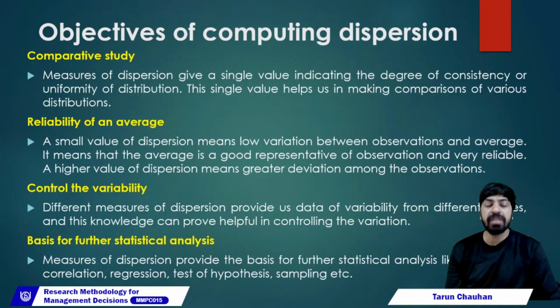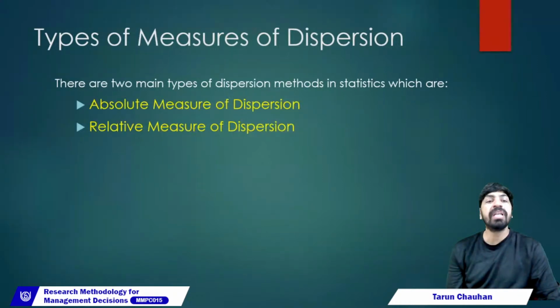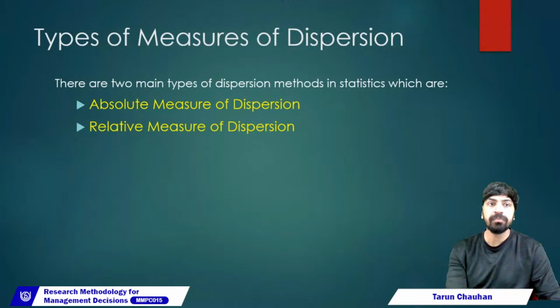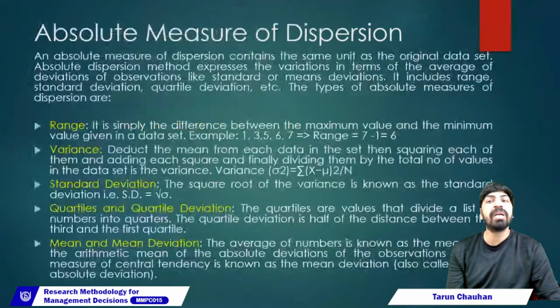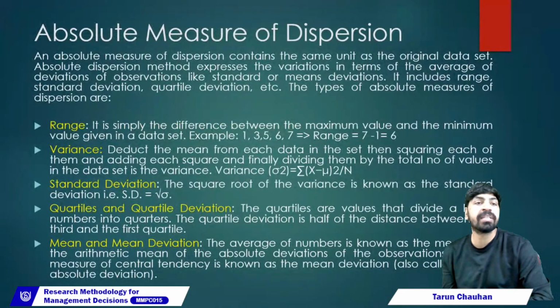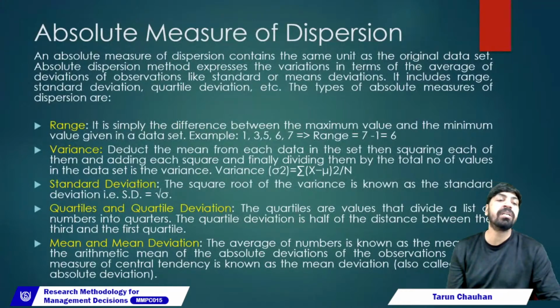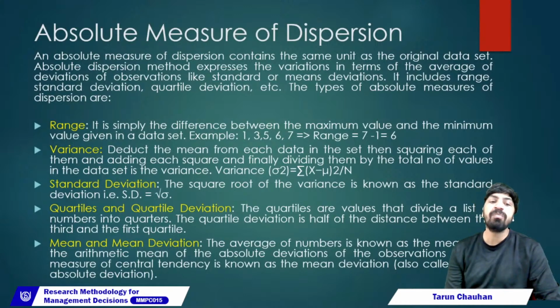Types of measures of dispersion. There are two types of dispersion: absolute measure of dispersion and relative measure of dispersion. When we talk about absolute measures of dispersion, we talk about the original data set, in the same unit as the original data set. That's called the absolute measures of dispersion. It comes under five categories: range, variance, standard deviation, quartiles and quartile deviation, mean and mean deviation.